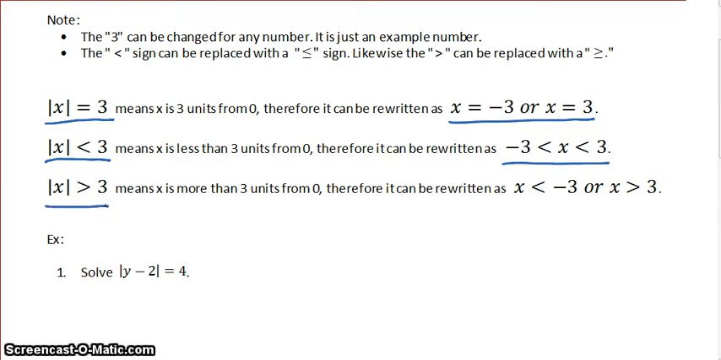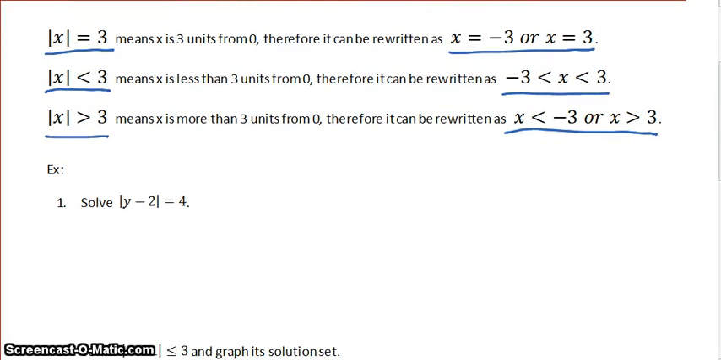And lastly, the absolute value of x is greater than 3 means that it has to be more than 3 units from 0. So it has to be written as x is less than -3 or x is greater than 3. It has to be more than 3 units away. Now, these are the patterns. You're going to have to slightly adjust them when you actually use them in example problems, and I'm going to show you.